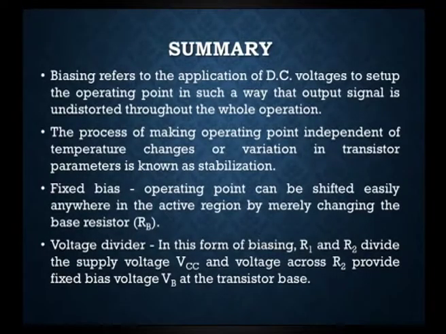Here also we can find better stabilization, and the biasing is helpful too. The voltage divider bias scheme is more widely used than fixed bias, because it is helpful in proper amplification, and the transistor will stay in the linear or active region for a long time. That is why it is widely used. Fixed bias is most commonly used in logic gate applications.